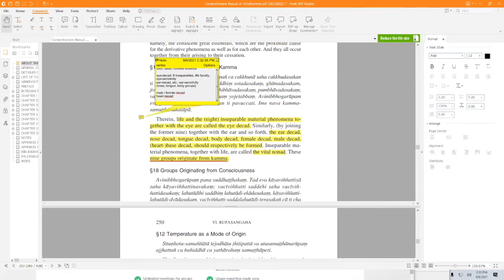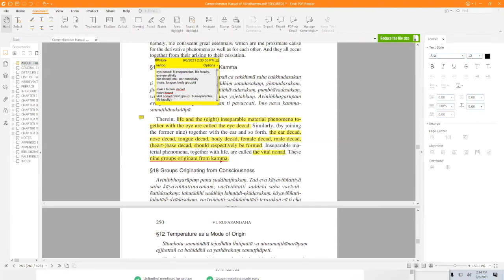And then there are some groups in which we have only 9 material phenomena. We don't have a distinctive 10th factor. That's called the vital nonad, the vital set of 9. So the 8 inseparables and the life faculty.